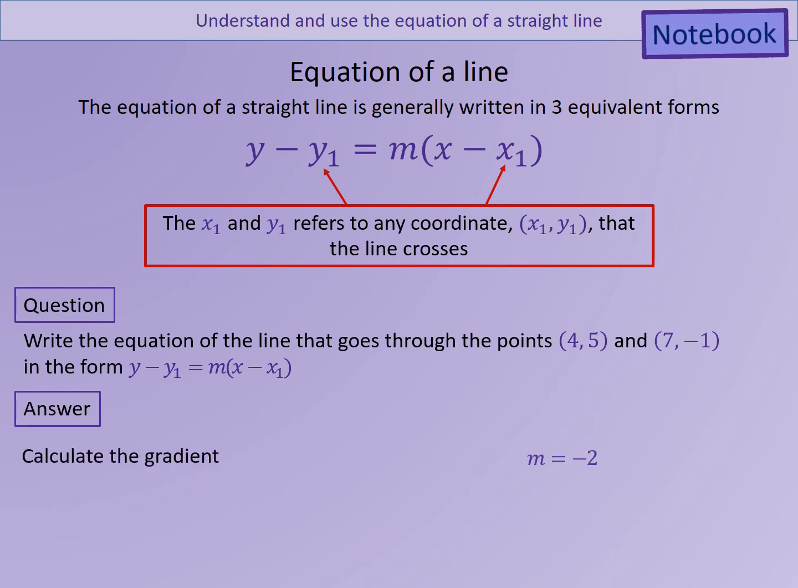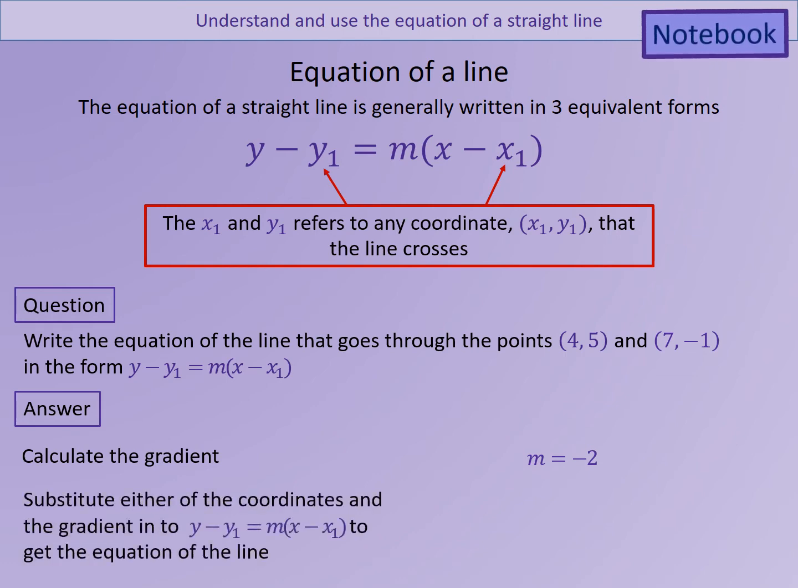So I'm going to again work out the gradient first. Well, I don't really need to do that because I've already seen that it's minus 2 from the previous slide. And then I'm going to choose either of the two coordinates again. So again, I'm going to use the (4, 5) because it looks to be the easier of the two coordinates. And so I'm going to replace x1 with 4, y1 with 5, and m with minus 2.